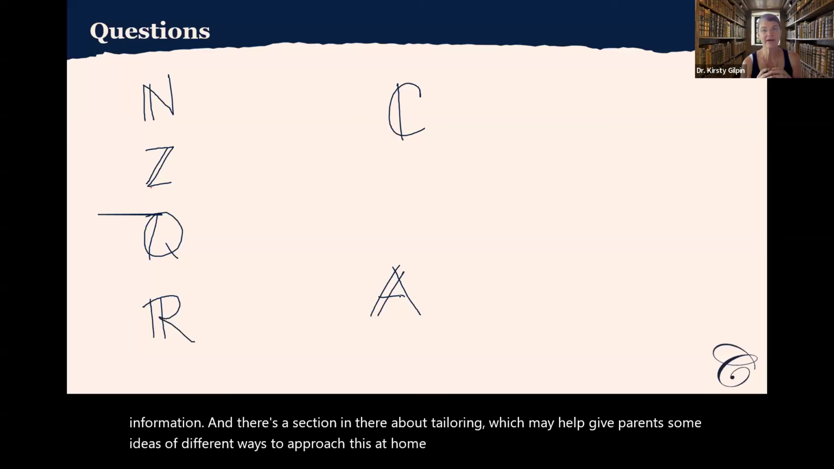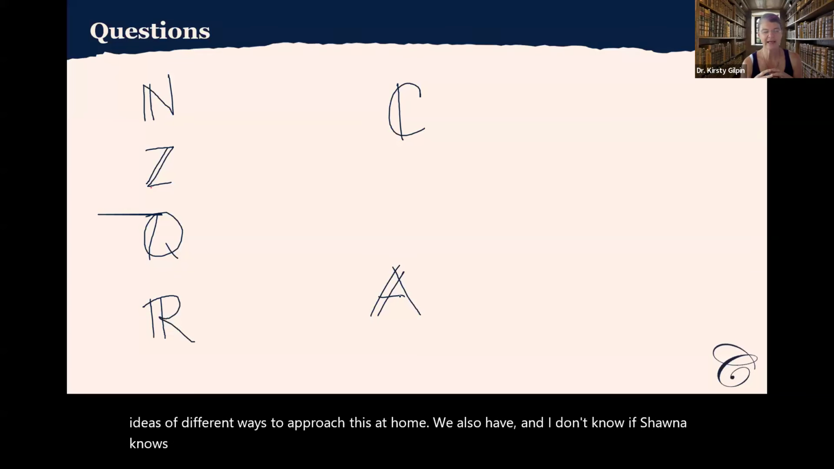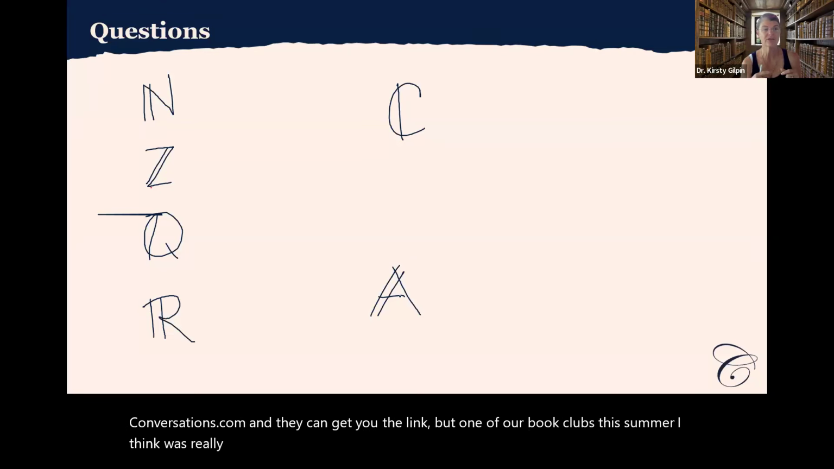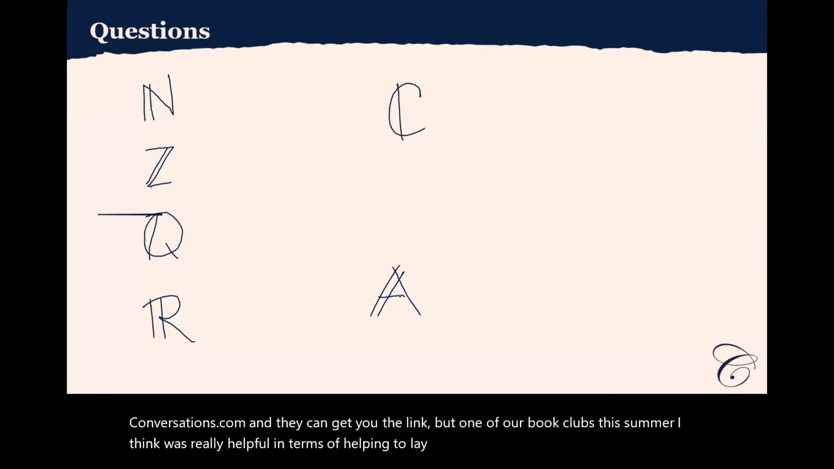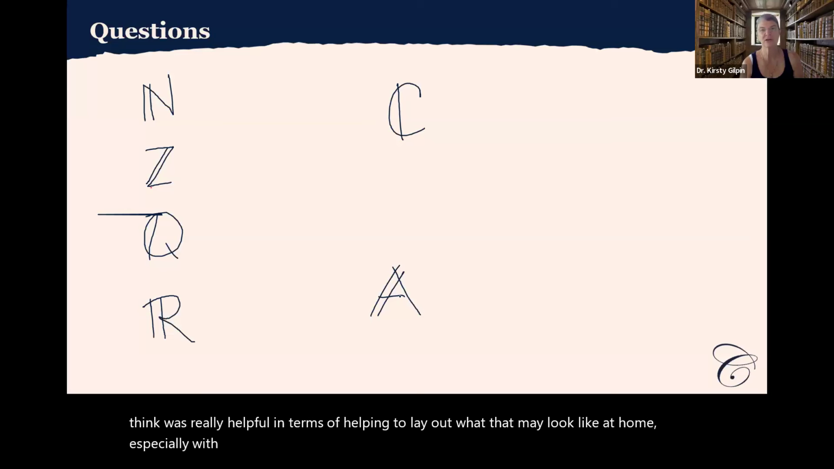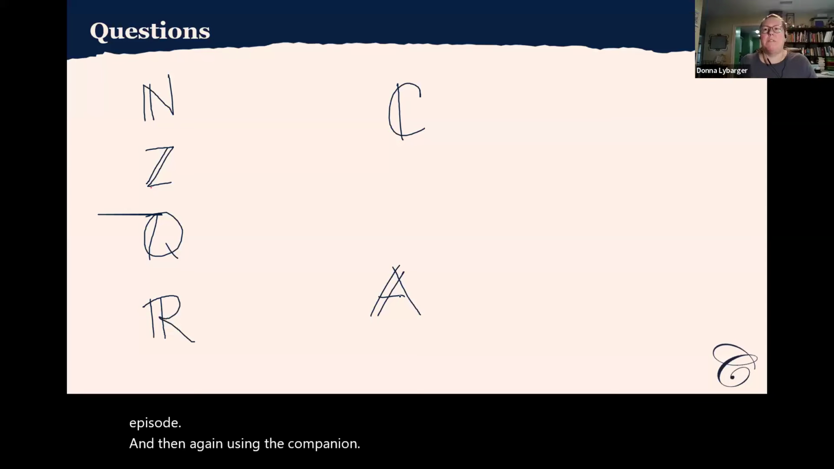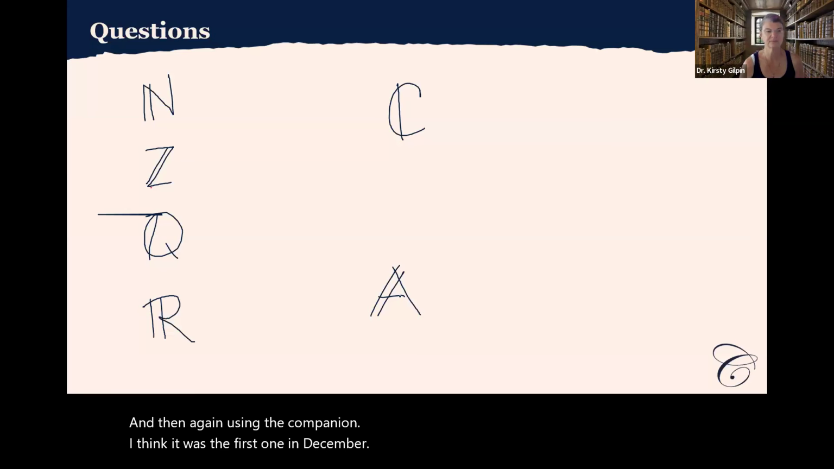We also have, and I don't know if Shauna knows which one it is, but you can always email mathmap@classicalconversations.com and they can get you the link. One of our book clubs this summer was really helpful in laying out what that may look like at home, especially with multiple ages. So that's probably one of the better resources, that book club episode. And then again, using the companion. I think it was the first one this summer. Thanks.